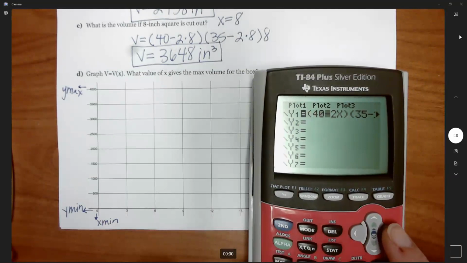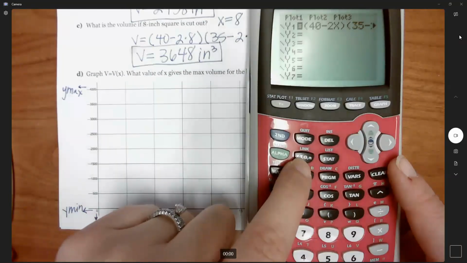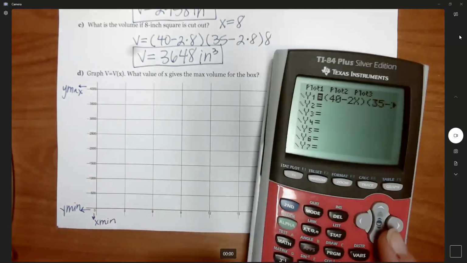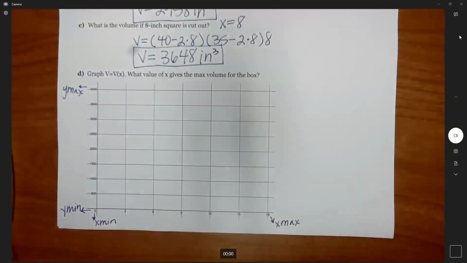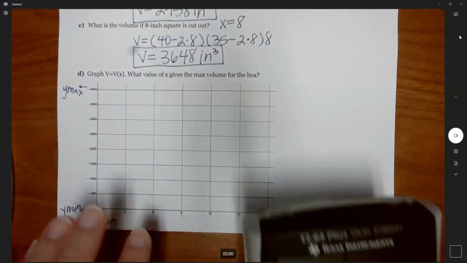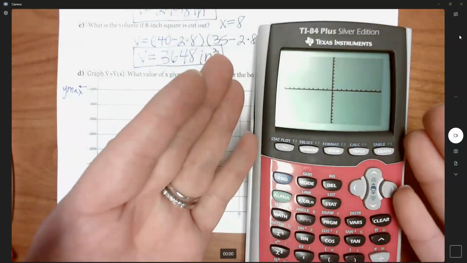So 40 minus 2x, and you have to have the parentheses. Here's your X when you want to put in your variable. Then 35 minus 2x, and then X on the end. Now, if I just hit graph, more than likely you have a standard graph, and so you're going to see absolutely nothing.